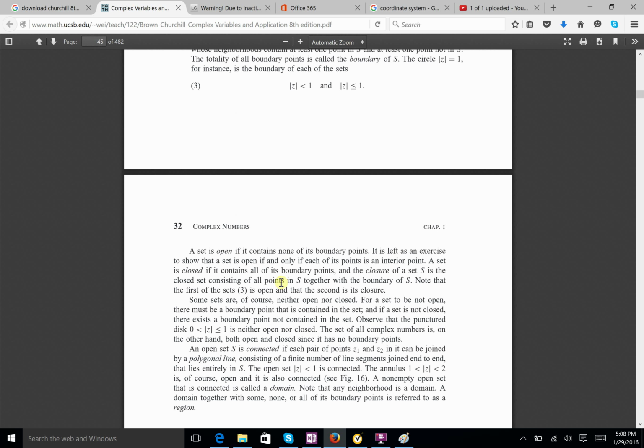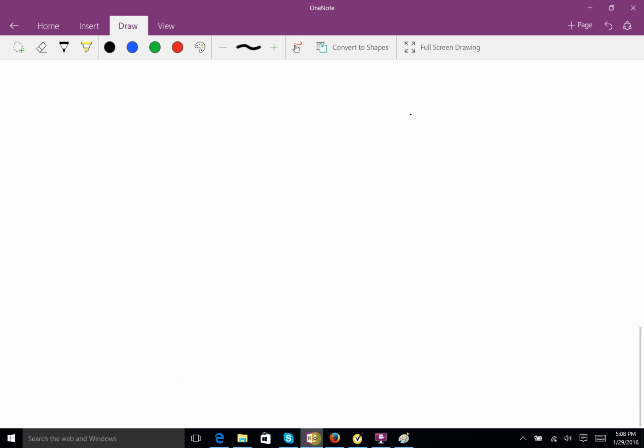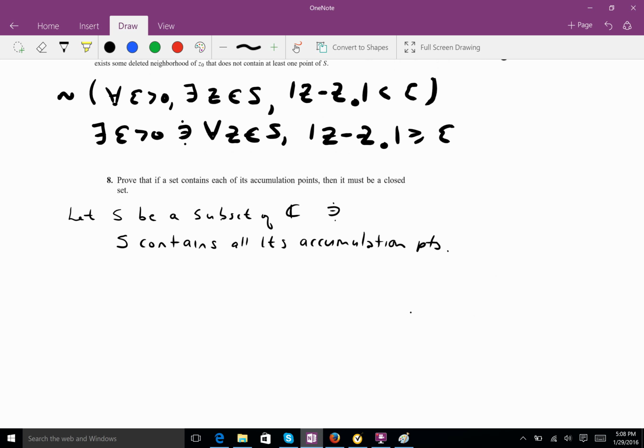Okay, so a set is closed if it contains all of its boundary points. That was a definition we had before. So what we want to show is that the set contains all of its boundary points. And what we're going to do is use proof by contradiction.